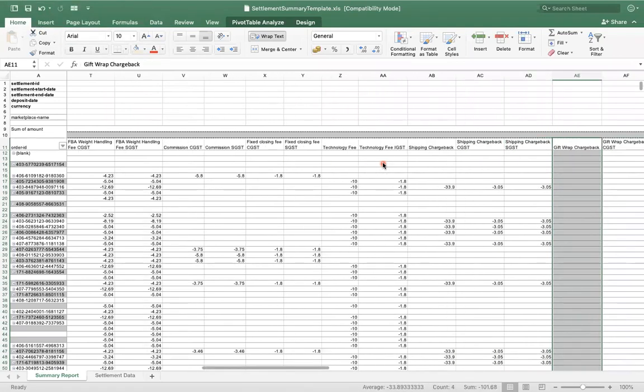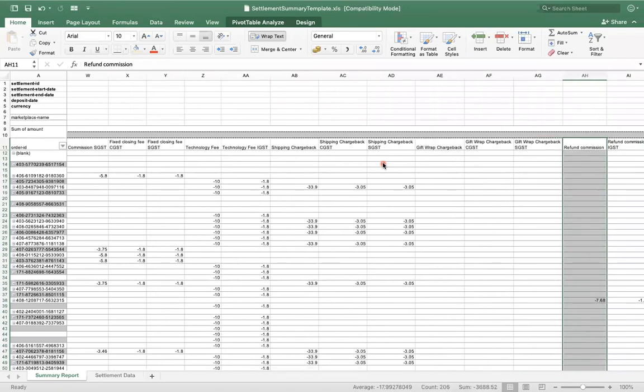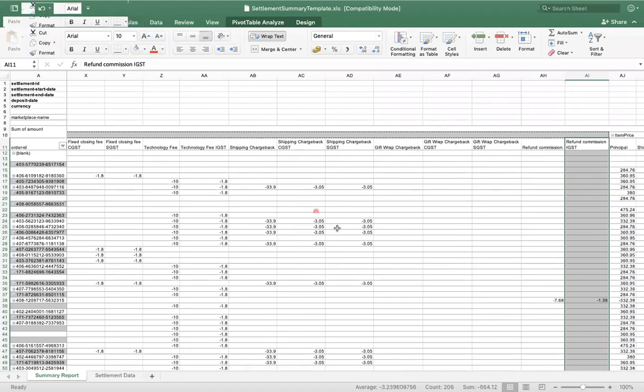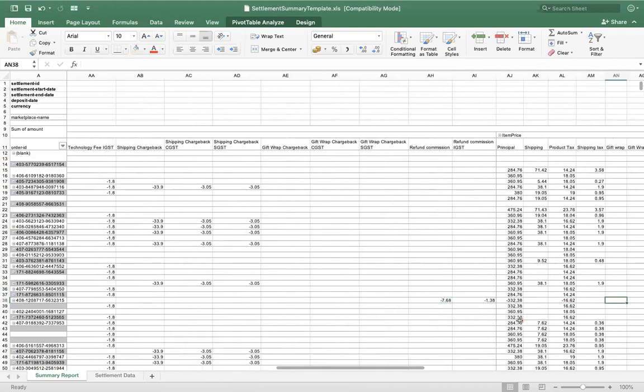If you see against a single order, what are the kind of charges that were levied on the particular order ID? So in the case of refund commission, we also have an order where part of the commission was retained by Amazon because it was a customer return order. And at the end of it, you will see a breakup of it.